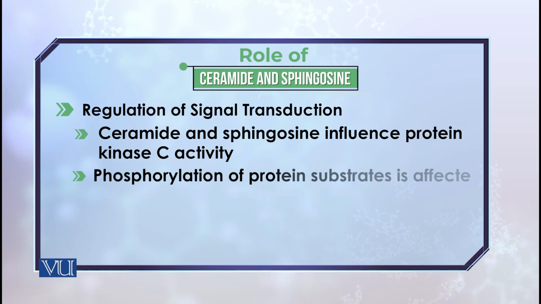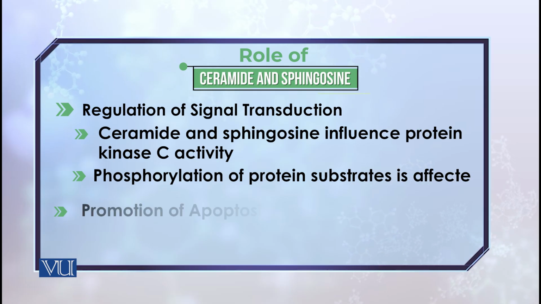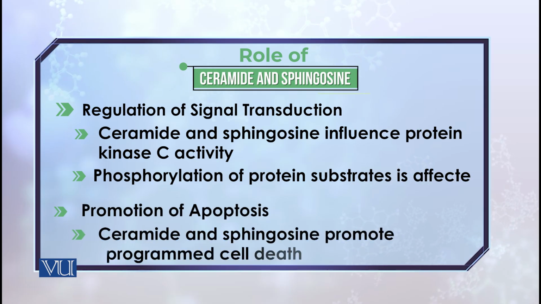Also keep in mind that ceramide and sphingosine are also involved in the activation of a very important signaling pathway, that is the protein kinase C based signaling pathway, which involves the phosphorylation of many proteins and initiates many important signaling pathways. One of the most important manifestations of these signaling pathways is apoptosis, or cell death.